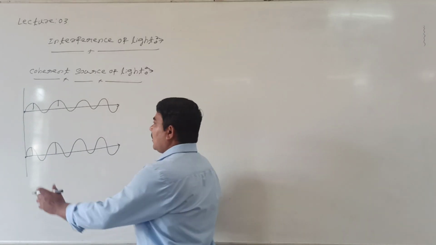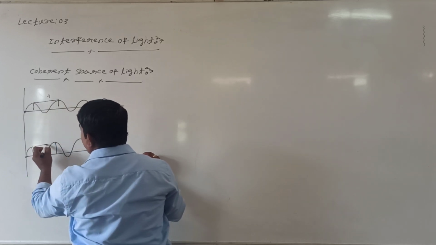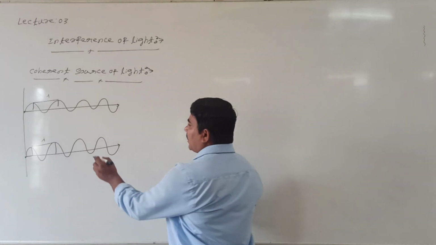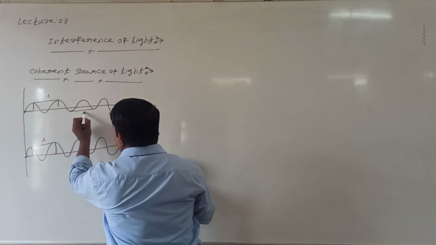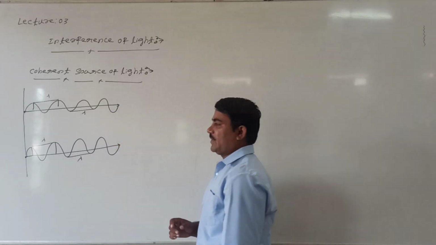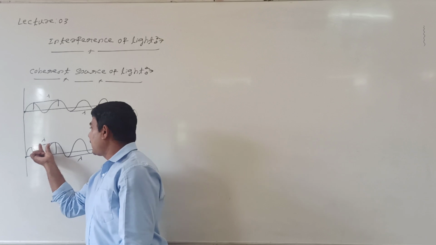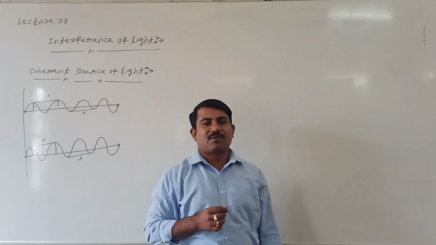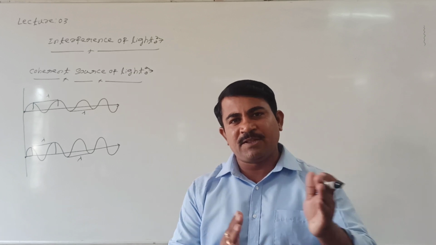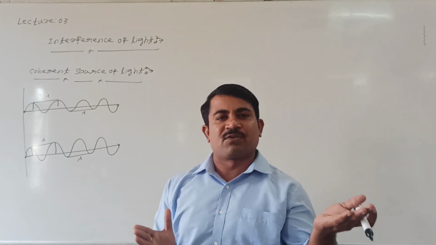Same wavelength means the distance between any two crests you can call the wavelength. Similar distance between any two crests, that we call wavelength. Look at me. This wavelength is the same, and this wavelength is the same. The source of light emits waves of the same wavelength, of the same amplitude, along with the same phase difference or zero phase difference.